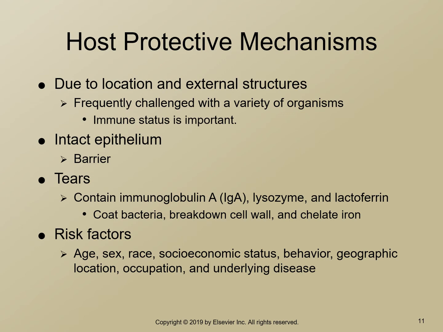Important host protective mechanisms include that the epithelium is intact because that serves as a barrier, and that tears are able to be produced because those contain IgA, lysozyme, and lactoferrin, which coat bacteria, break down the cell wall, and chelate iron. As we've discussed previously, risk factors make certain patients or hosts more prone to infection. Some of those risk factors to consider are age, sex, race, socioeconomic status, behavior, geographic location, occupation, and underlying disease or comorbidities.